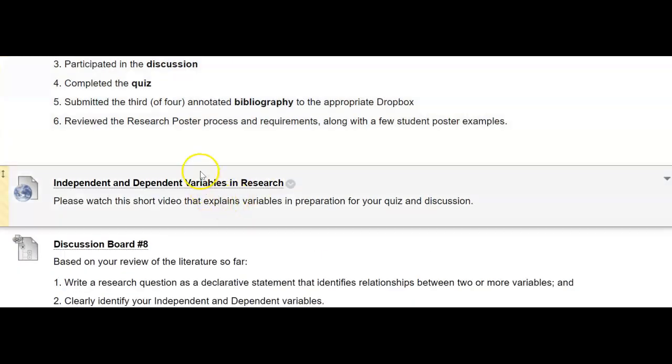You're going to complete the following. Let's go over it. This is a great little video. It truly is a very well done video. Short video, I think it's less than 5 minutes, on independent and dependent variables in research. By the end of this and the readings, you are definitely going to be able to identify independent and dependent variables in any of the research studies that you read.